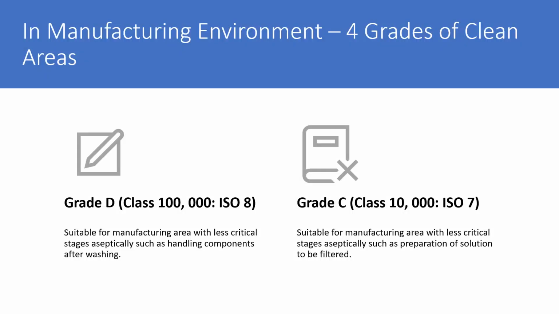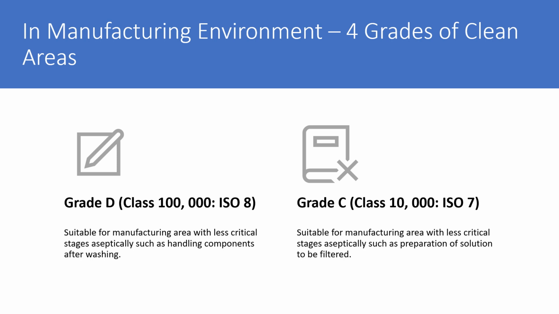Now we have to discuss the various grades of clean areas within manufacturing environments, each serving a specific purpose in maintaining the cleanliness and sterility required for pharmaceutical and healthcare operations. Firstly, we have Grade D clean areas, also known as Class 100,000 or ISO 8 environments. These areas are suitable for manufacturing processes with less critical stages aseptically, such as handling components after washing. While not as stringent as higher grades, Grade D clean areas still play a crucial role in ensuring the cleanliness and integrity of the manufacturing process.